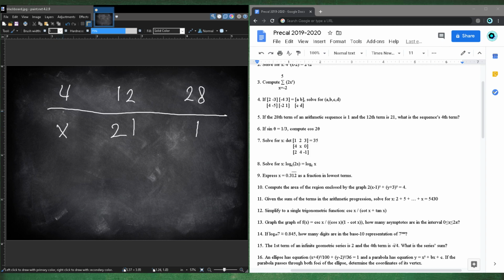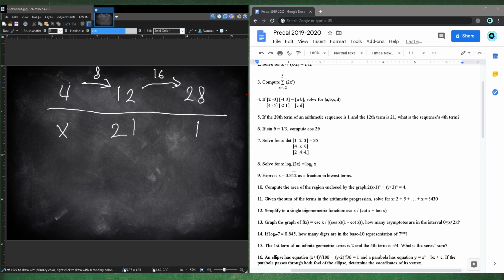Okay, so let's call that x. So from 12 to 28, we have to move a good 16, right? So let's draw that lower because it's kind of hard to see. We have to move 16 from 4 to 8 to 12. We have to move 8. So we're moving half the times.